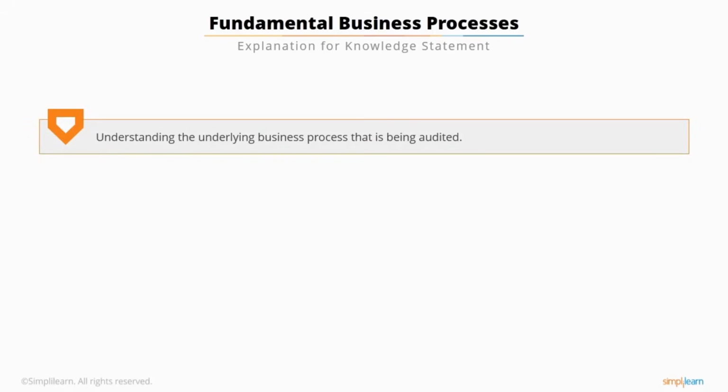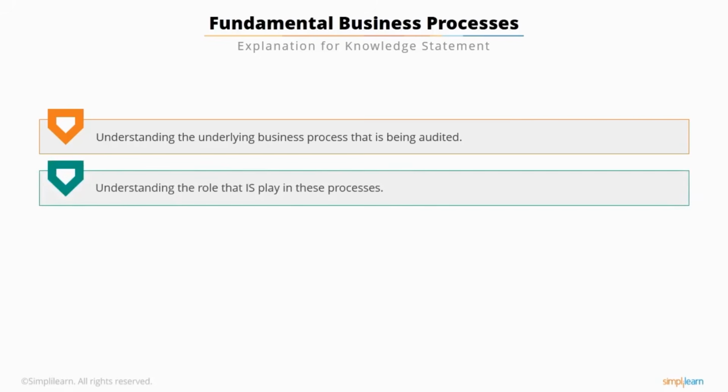As we already mentioned, is this an accounts payable system? Is this a human resources system? What's the purpose of the process? What are its goals? How does it function? What are its constraints? Now you need to also understand the role that information systems play in these processes. Clearly, some business processes are more IS-centric than others. You need to understand the specific part that IS plays in any given business process.